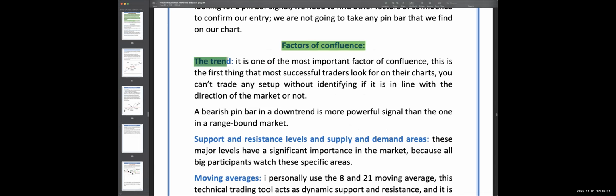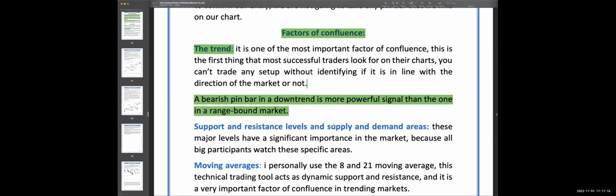So the first aspect is the trend. It is one of the most important factors of confluence. This is the first thing that most successful traders look for on their charts. You can't trade any setup without identifying if it is in line with the direction of the market or not. A bearish pin bar in a downtrend is a more powerful signal than one in a range-bound market.